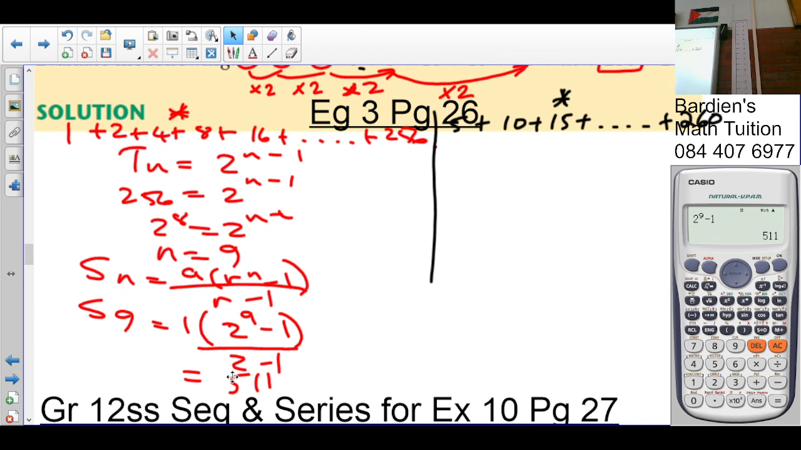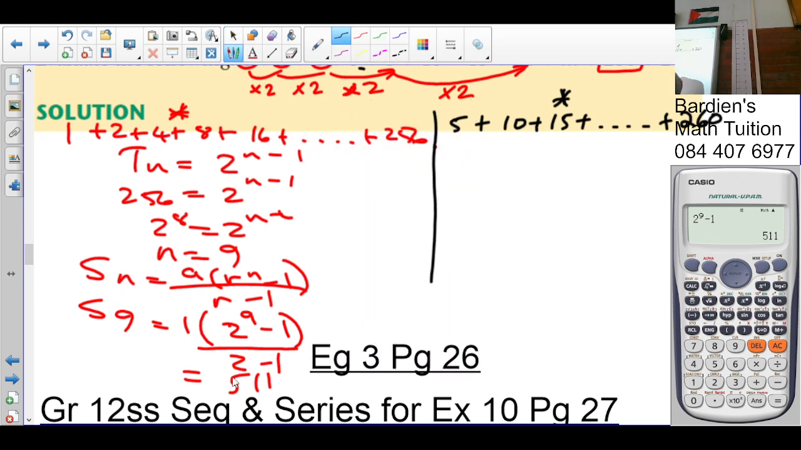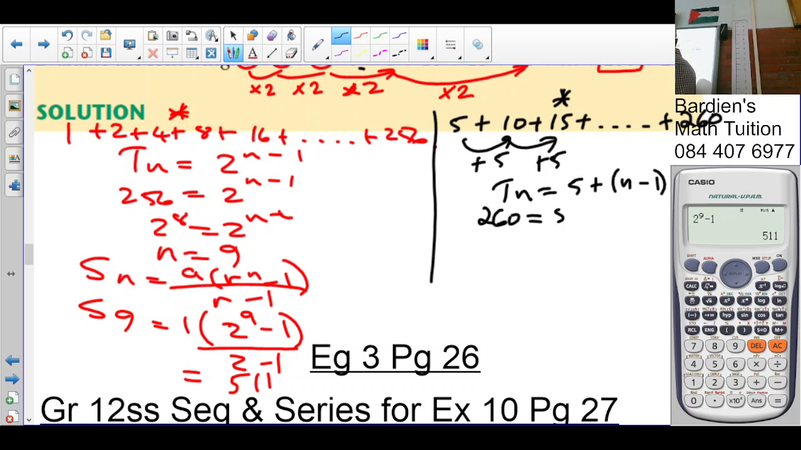Okay. On the other hand, if you look at this sequence here, we're adding 5 all the time. Okay, so this follows a formula. Tn is equal to a plus n minus 1 times d, which is 5. So the nth term 260 is equal to 5n. So n is equal to 30, mathematically. So 260 divided by 5 gives us not 30, 52.